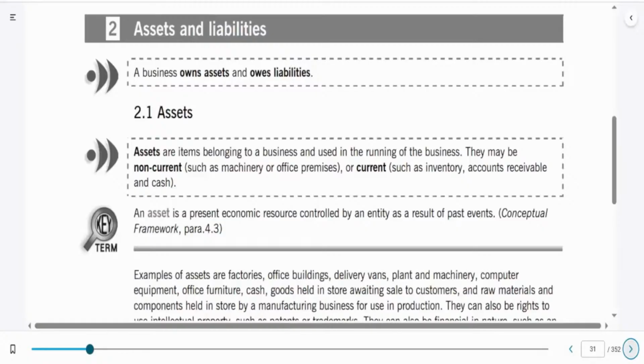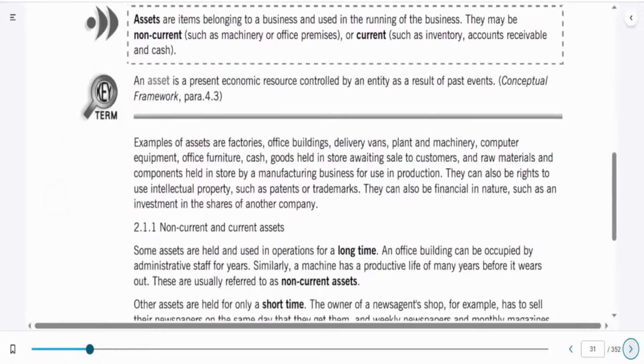Two, current assets. These are assets that the business will likely use up, sell, or turn into cash within a year. Current assets include inventory, goods that the business has in stock waiting to be sold to customers. Accounts receivable, money owed to the business by customers who bought on credit, meaning they'll pay later. Cash, money the business has on hand in the bank or ready to use.